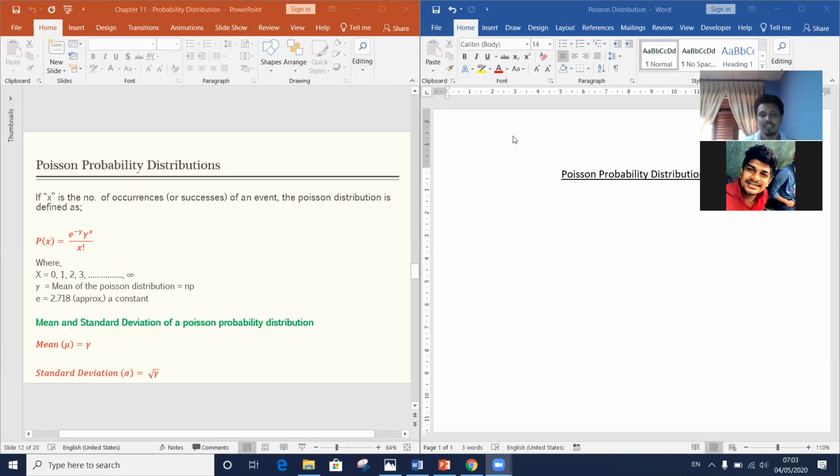One type we have already discussed, that is what? Binomial probability distributions. So today we will basically discuss what? Poisson probability distributions, right? Before coming to this, can you remember how we identified a binomial probability distribution? How did we identify a binomial probability distribution? Basically there were two things. What?